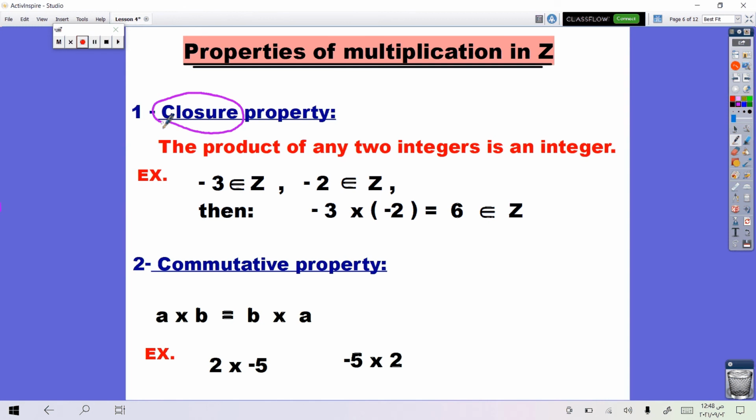The second property is commutative property. As we said before, commutative means a change order. So you can change the order of numbers that you multiply and you will always get the same result. For example, if you multiply 2 by negative 5, the result will be equal negative 10. And if we change the order of numbers and multiply negative 5 by 2, the result will be also equal negative 10. So 2 by negative 5 is the same as negative 5 by 2. So I can change the order of numbers without any change in the result, which is commutative property.